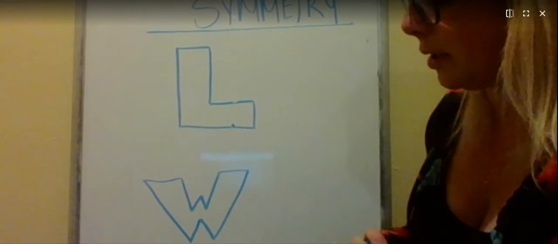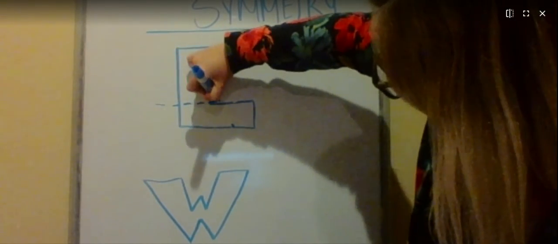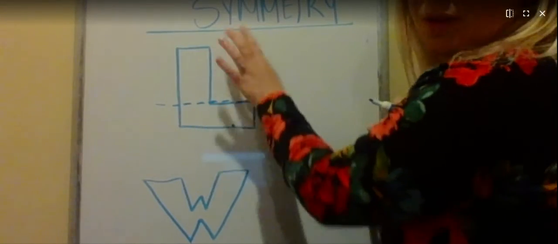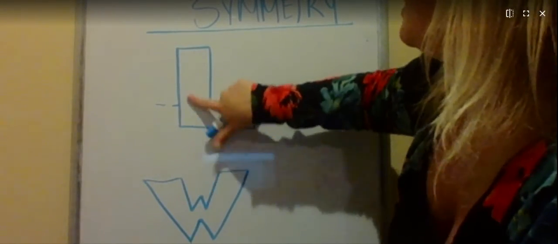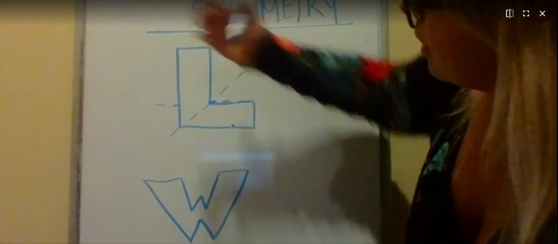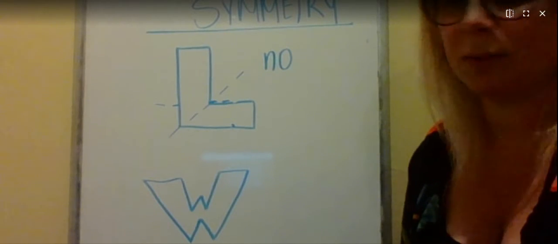That would be vertically. Let's try horizontally. So if I did it this way and folded it, no, these pieces are not the same. Now let me try diagonally. If I fold, they are not. So no, this does not have lines of symmetry.